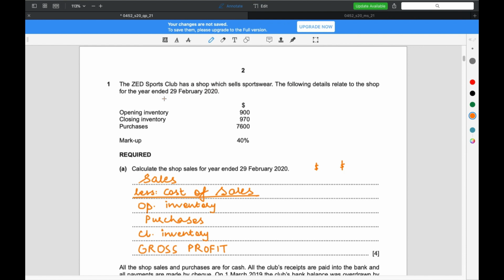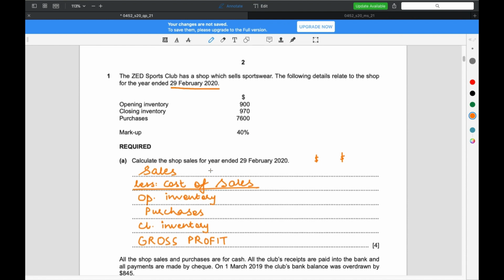The following details are related to the shop for the year ended 29 February 2020. All right, so he's given you the opening inventory, closing inventory, purchases, and the markup, and he's asking you in part A to calculate the shop sales for the year ended 29th February 2020. He's given you the markup, which is 40%. This means that the selling price of whatever it sells, the sportswear, is going to be 40% above what it cost the sports club. Markup basically means that you have to add 40% of the cost to the cost to make the selling price.